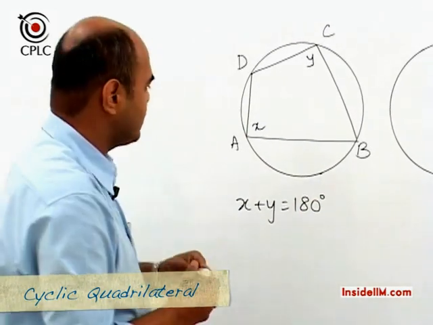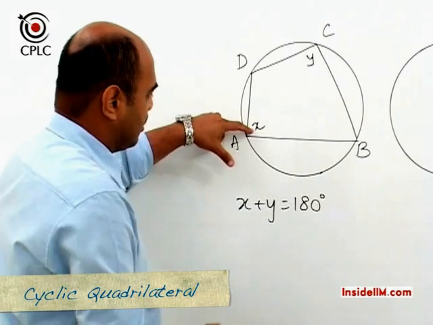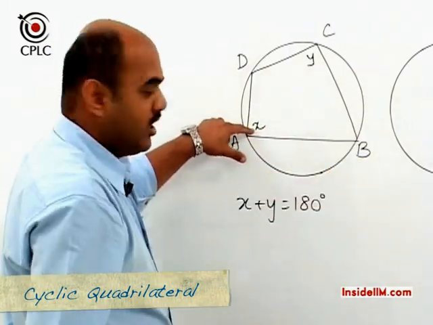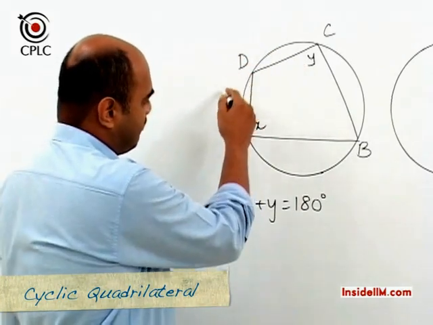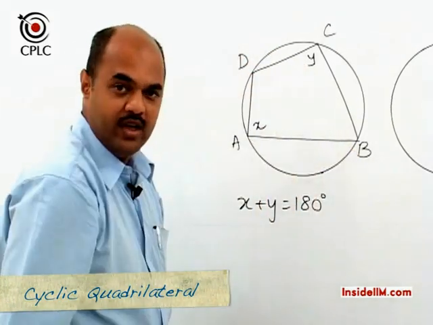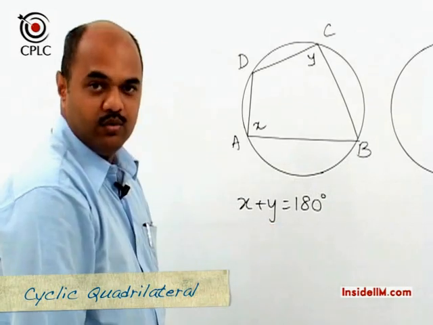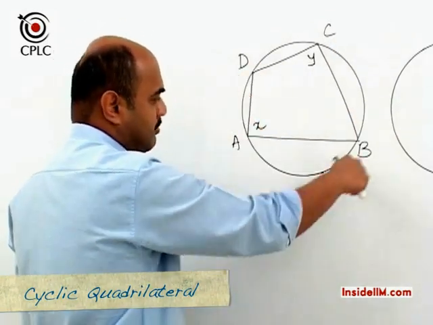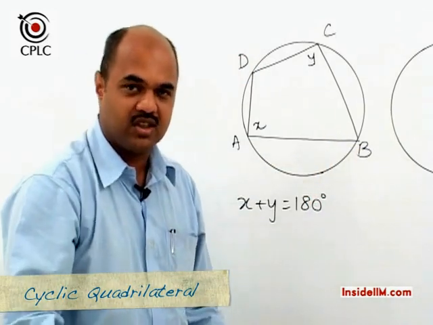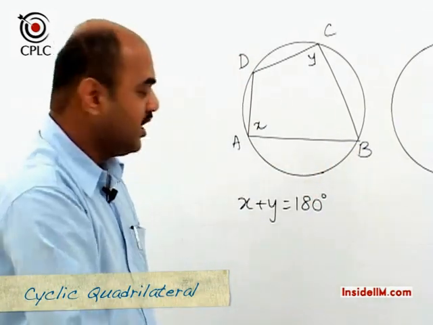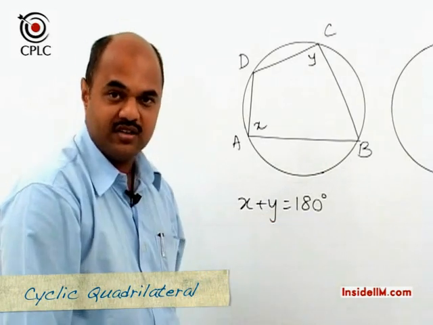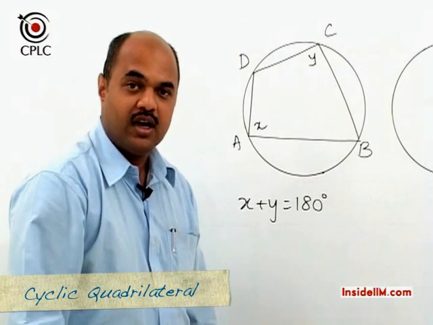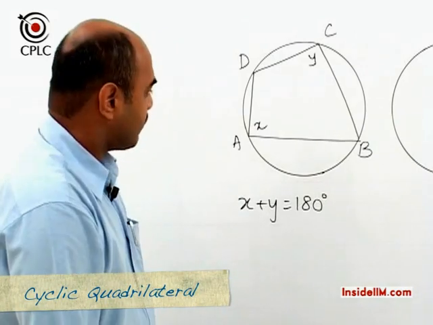Now how do we get this? Angle X out here would be half the measure of arc DCB. Angle Y is half the measure of arc DAB. So when we add X and Y, we would get half the measure of arc DCB plus the measure of arc DAB, which is nothing but half the entire circle, and hence we get 180 degrees. So opposite angles in a cyclic quadrilateral are always supplementary.